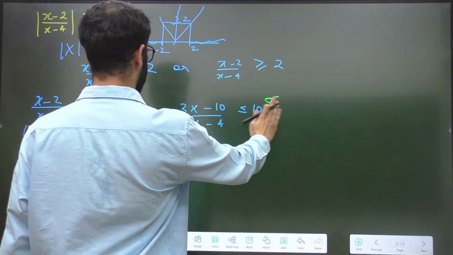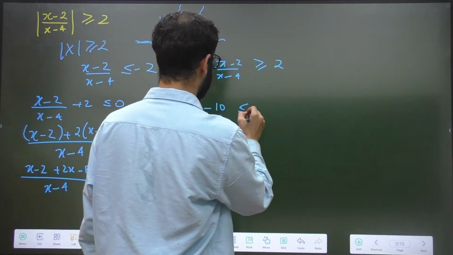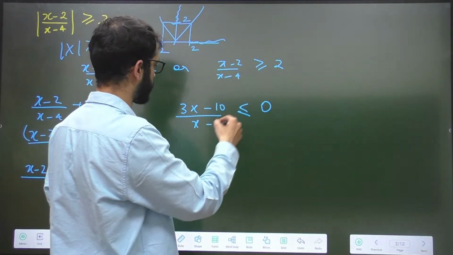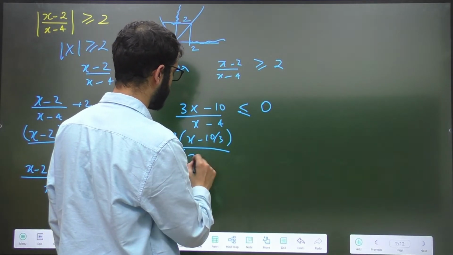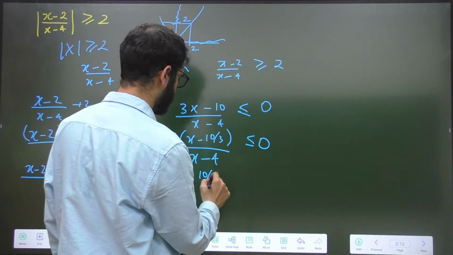I'm getting 0 over here. Why did I write 10? This is less than or equal to 0 over here. Fine. Maybe I might have copied 10 from here to there. Let's see. 3x minus 10 upon 3, divided by x minus 4, less than or equal to 0. So in the standard form, it becomes x minus 10 upon 3.